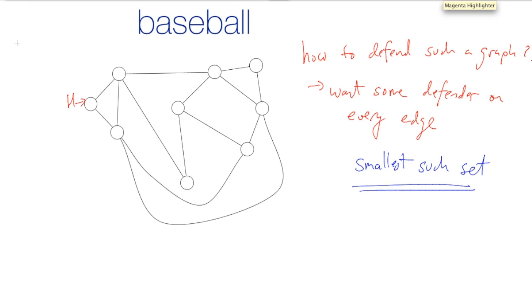In this case, there exists a solution, I think, of size 5. So that edge, that edge, this edge, and so on. This group of 5 defenders will cover every single edge in the graph.